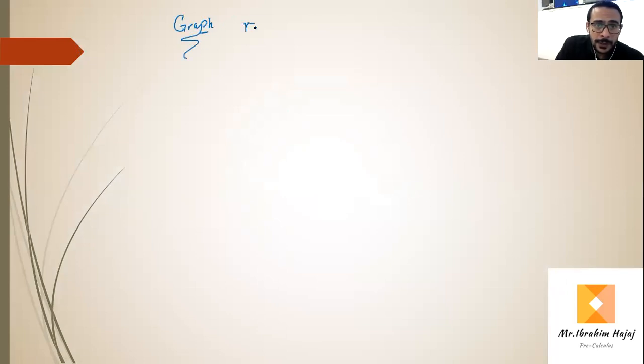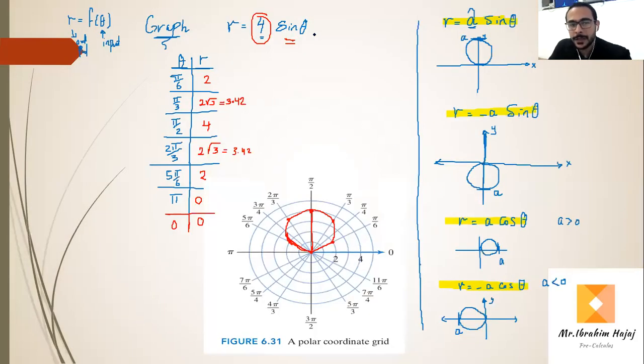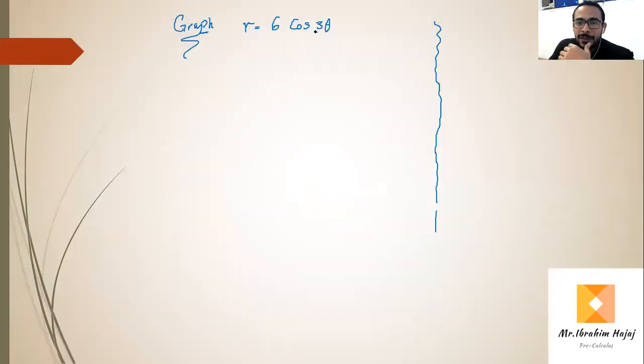This equation r equals 6 cosine 3 theta. Let's stop till here and write the rule here. Pay attention, please. In the previous question, we had sine theta only, no number next to the theta, right? But here we have n, which is the coefficient of theta, and it has a rule.